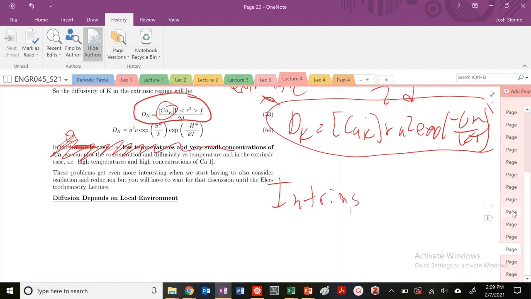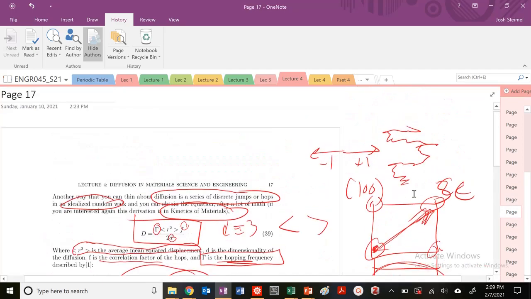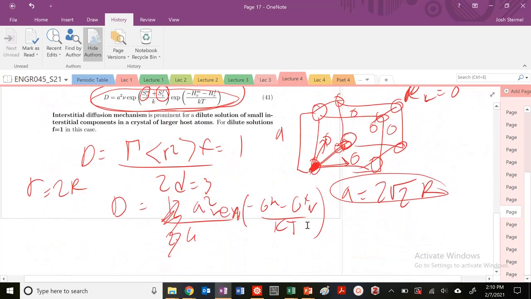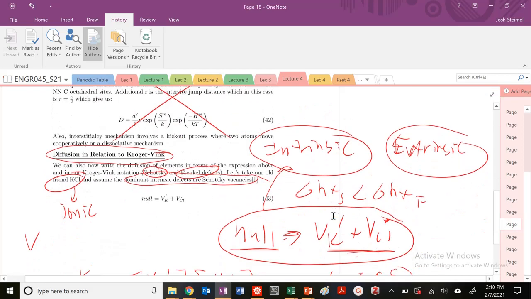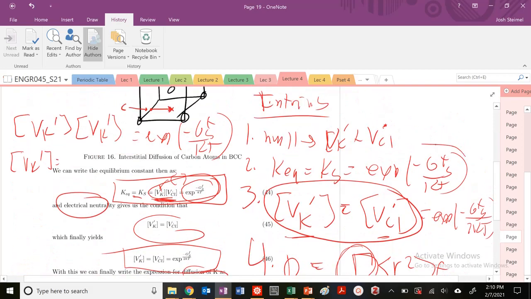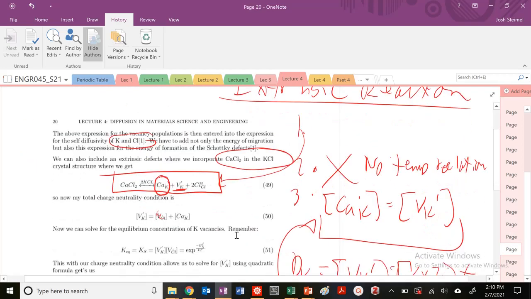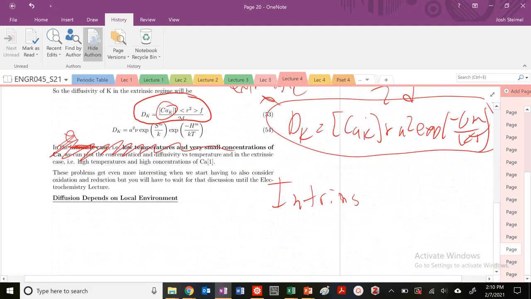So let's go back and look at the intrinsic case. So let's go all the way back over here. In the intrinsic case, we saw that the concentration of vacancies was proportional to this Arrhenius relationship right here. So in the intrinsic case, that is going to dominate at very, very high temperatures. So intrinsic dominates at very, very high temperatures, not low temperatures, and very small concentrations of Ca.